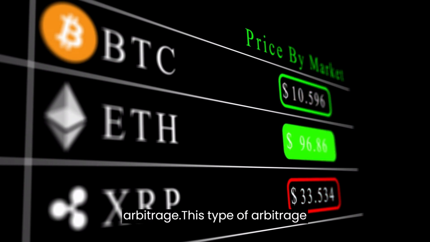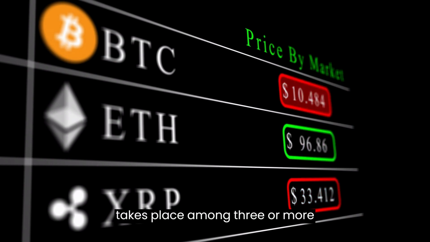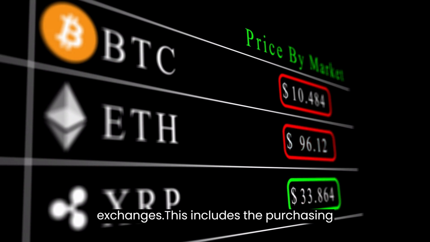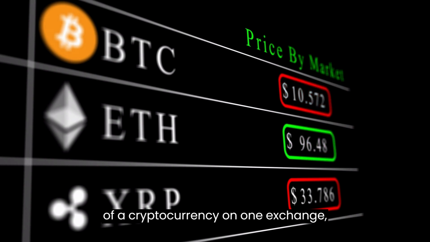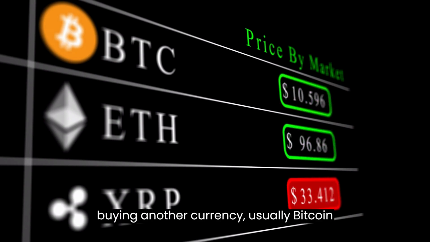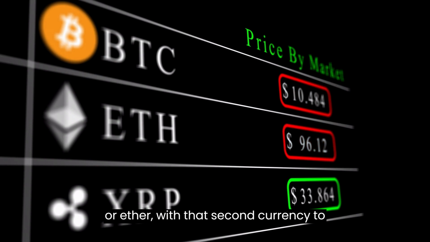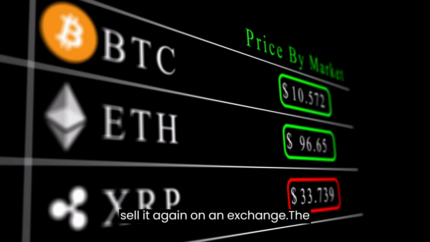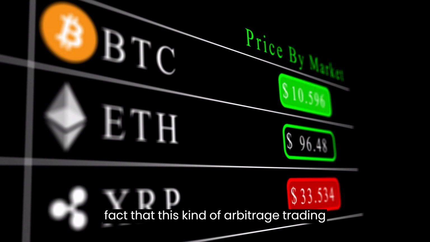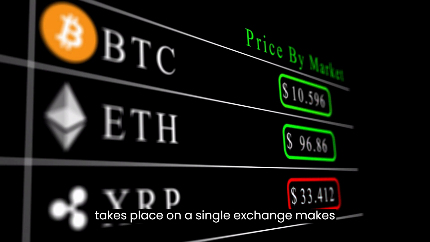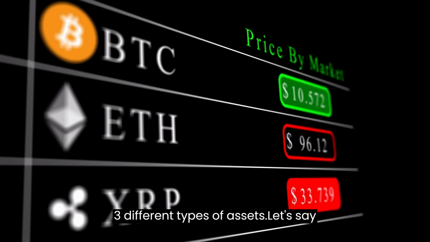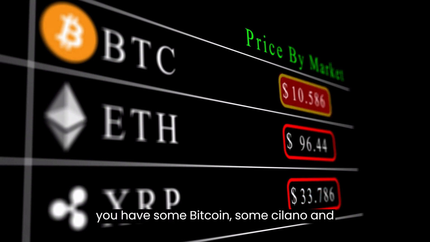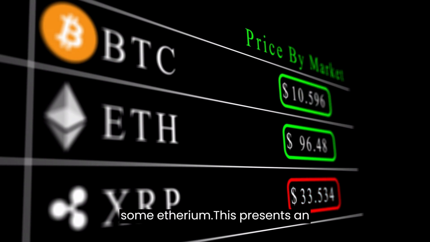Triangular arbitrage. This type of arbitrage takes place among 3 or more exchanges. This includes the purchasing of a cryptocurrency on one exchange, selling it on a second exchange, and buying another currency, usually Bitcoin or Ether, with that second currency to sell it again on an exchange. The fact that this kind of arbitrage trading takes place on a single exchange makes it somewhat simpler, although it involves 3 different types of assets. Let's say you have some Bitcoin, some Solana, and some Ethereum.